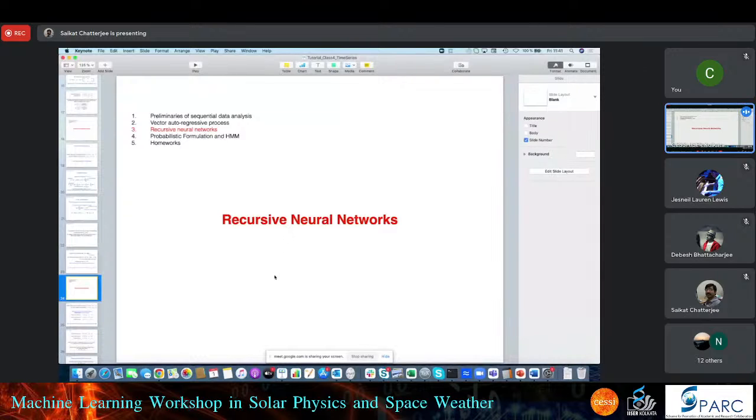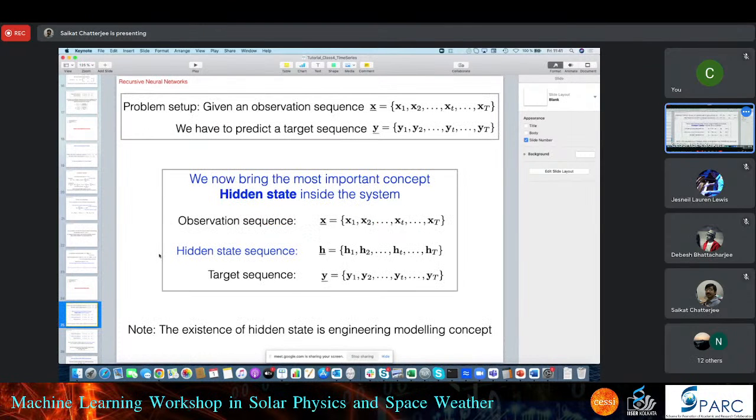Now we will discuss recursive neural networks. So let us recall the problem setup. Given an observation sequence X, we have to predict the target sequence Y. Now, an important concept in this recursive neural network is called the hidden state inside the system.